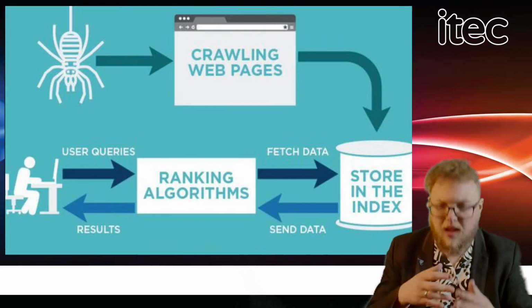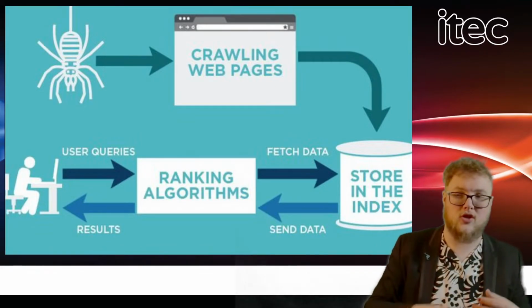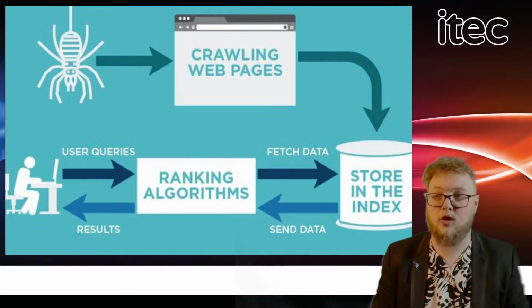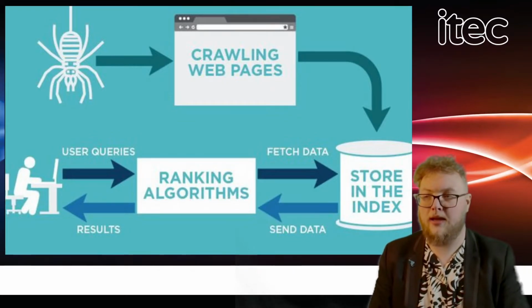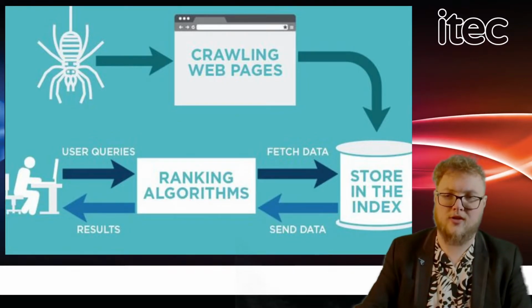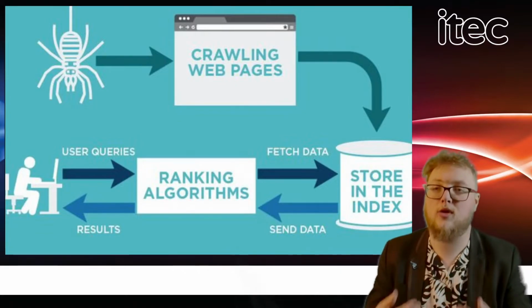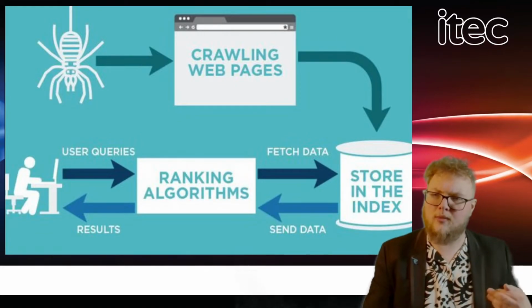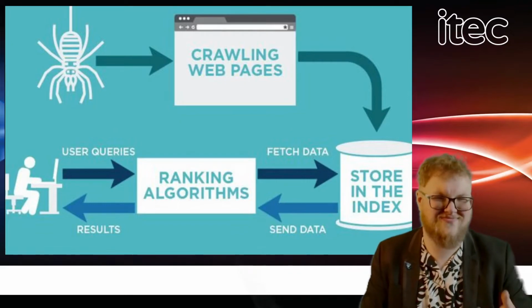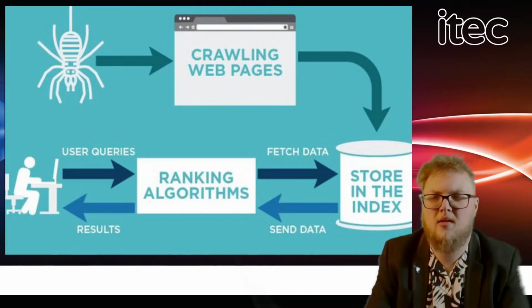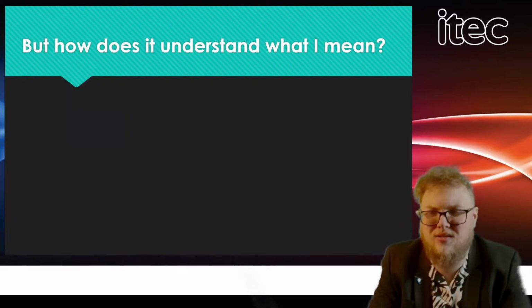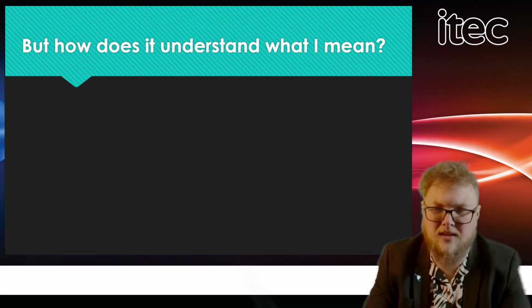Now, this system of crawling the web pages and storing the index and then the ranking algorithms coming in is constantly in play. So what happens is we are searching for stuff, and that's helping Google learn how we're searching for things. It now knows that when people are putting in distance to Mars, potentially they're after the planet. But the question there is, how does it understand what I really mean?